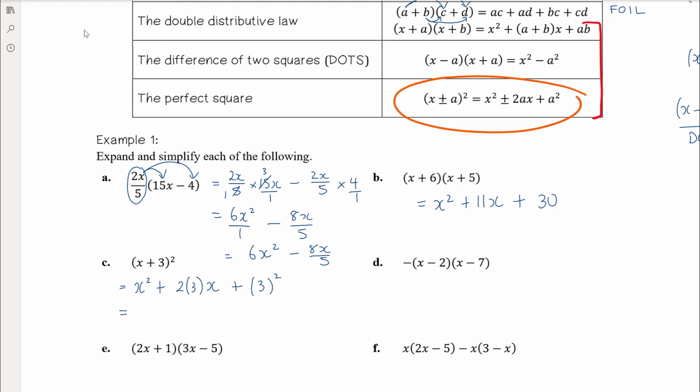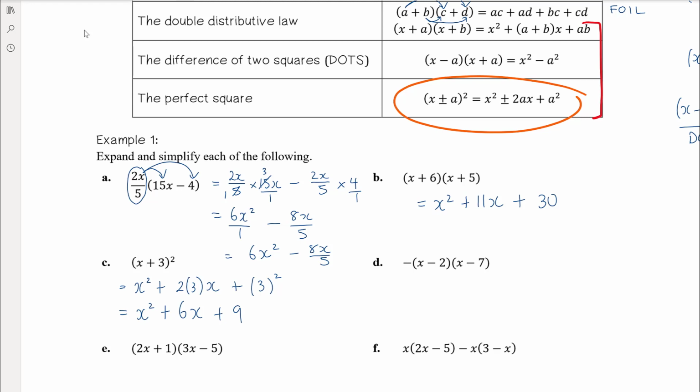So again, I wouldn't write out that first line. I would do that in my head. I would simply go straight to x squared plus 6x plus 9. But just to show you where I'm getting these numbers from, I've written out that first line. If you can write it out straight from the brackets to the expansion, that's what we want to try and aim for.